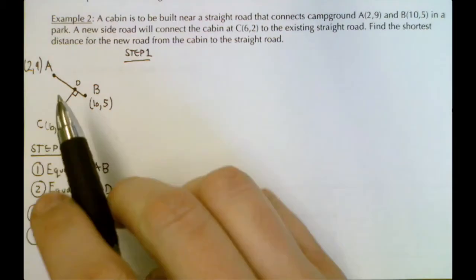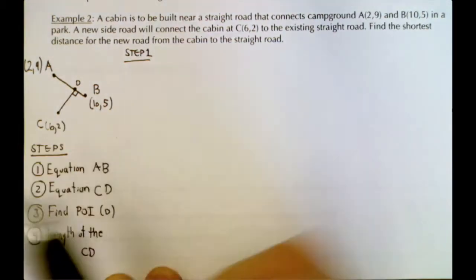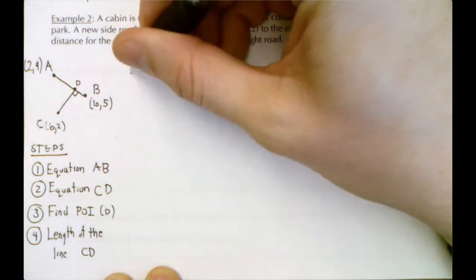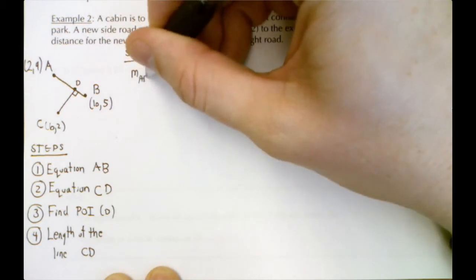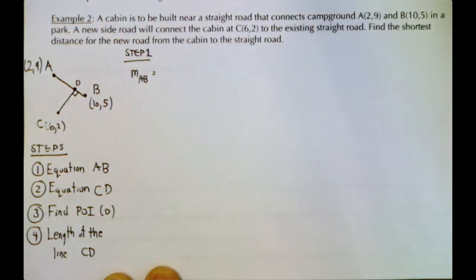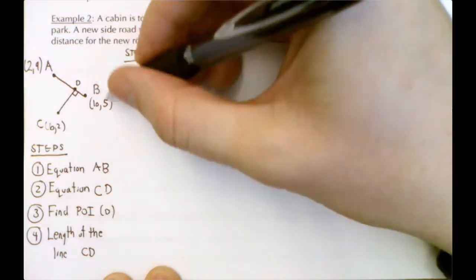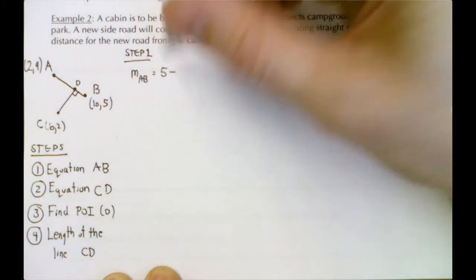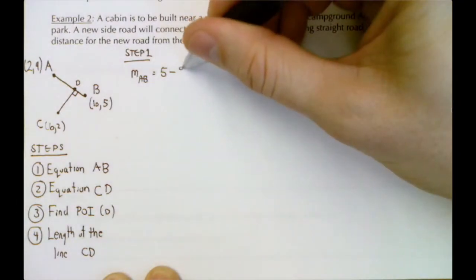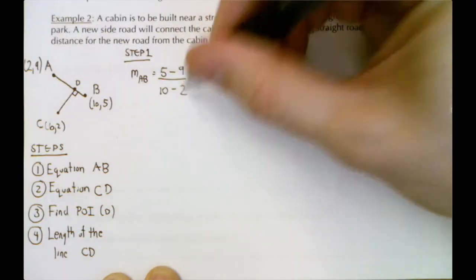Step 1 says find the equation of AB. Well, we have to start with slope. Slope of AB is y2 minus y1. So we'll start with y2, 5, minus y1, 9, over x2, 10, minus x1, 2.